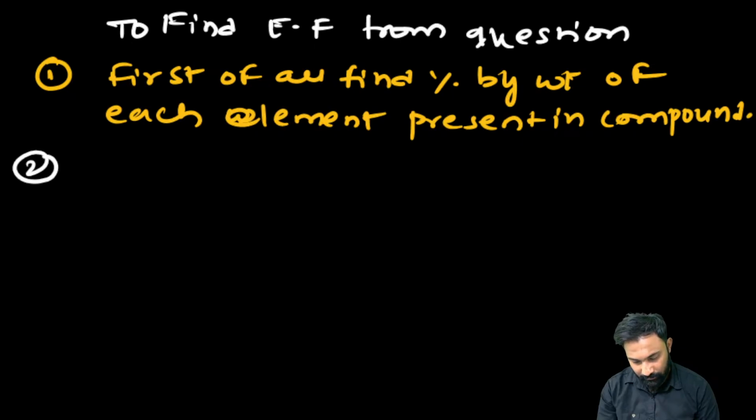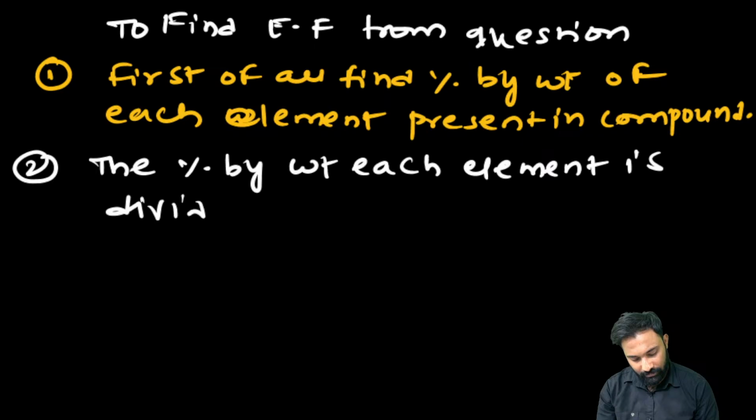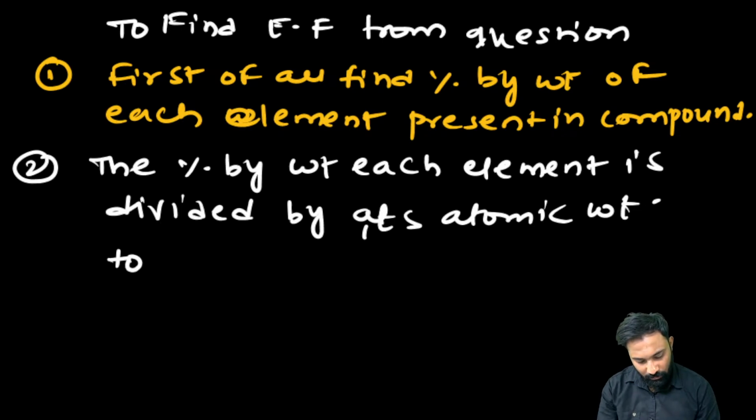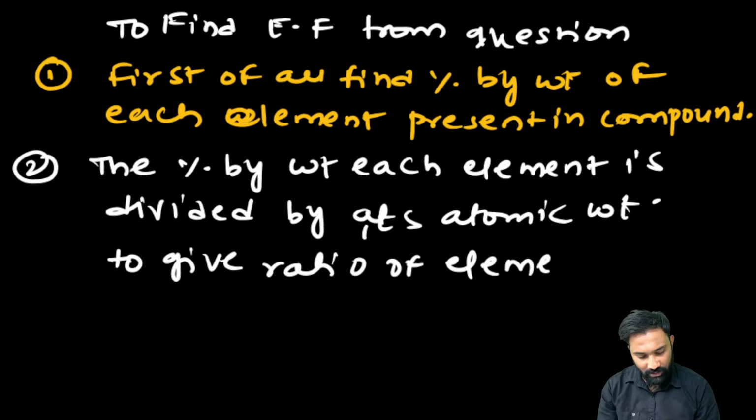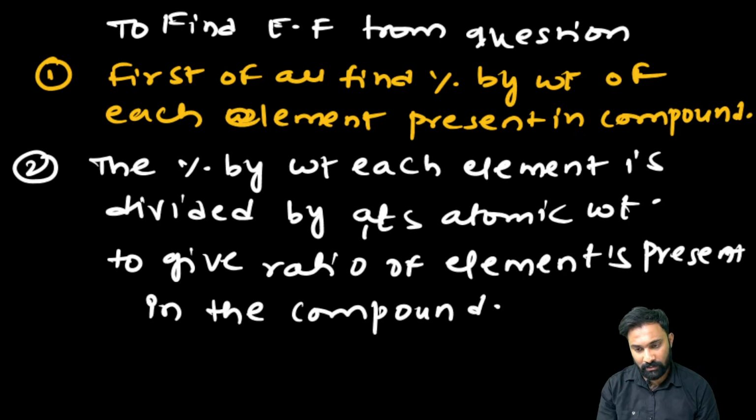Done. Second, the percentage by weight of each element is divided by its atomic weight, to give the ratio of elements present in the compound, right?